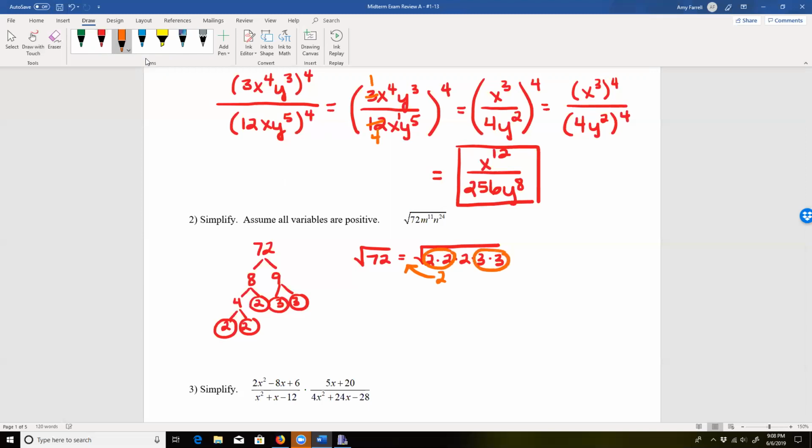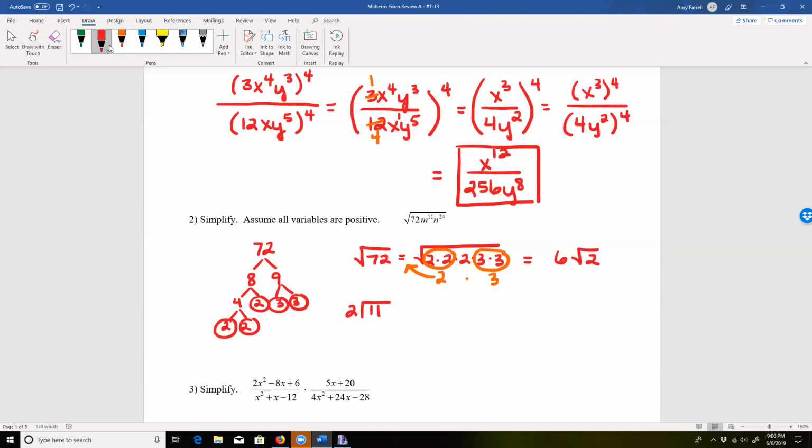I also have 2 of a kind here, and so I'm going to bring a 3 in front. We do multiply those numbers that are brought in front. So the square root of 72 is 6 square root 2. Now, I also have to simplify the variables. With the variables, what I like to do is take the exponent and divide by the index, which in this case is a 2.